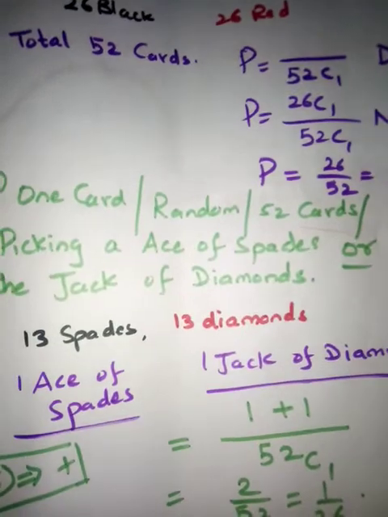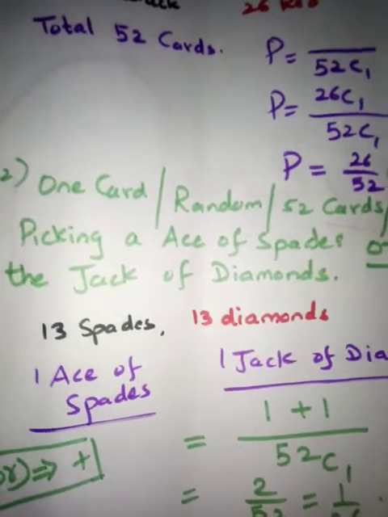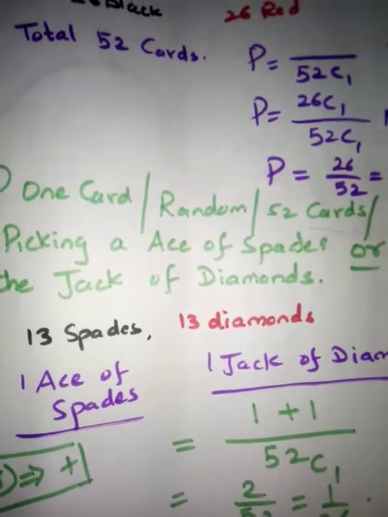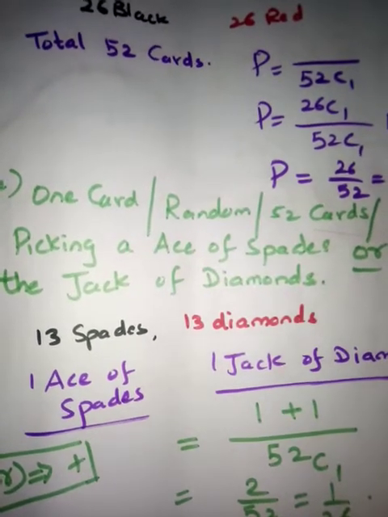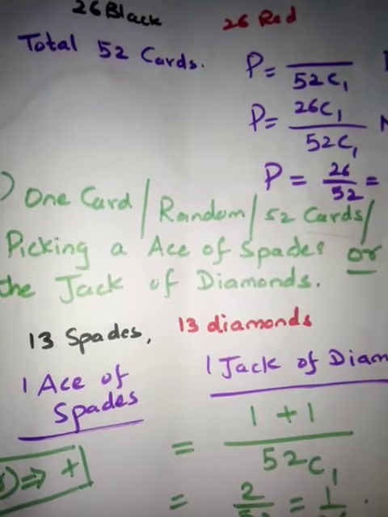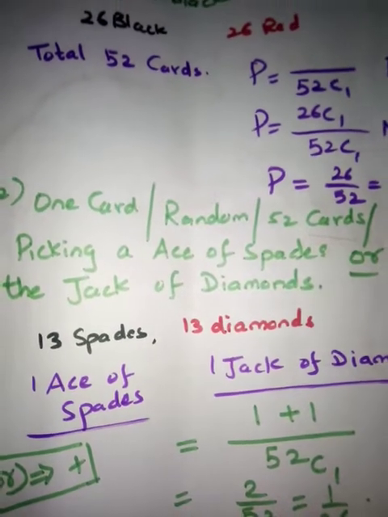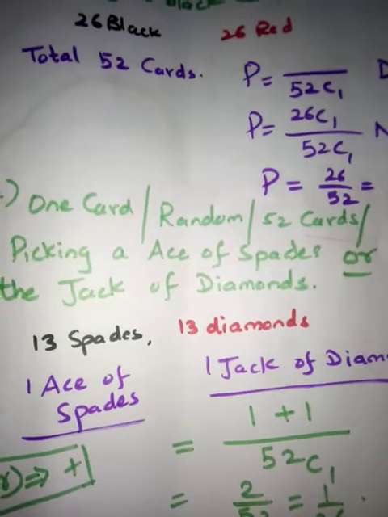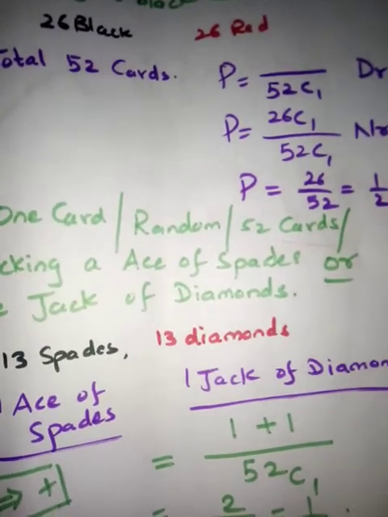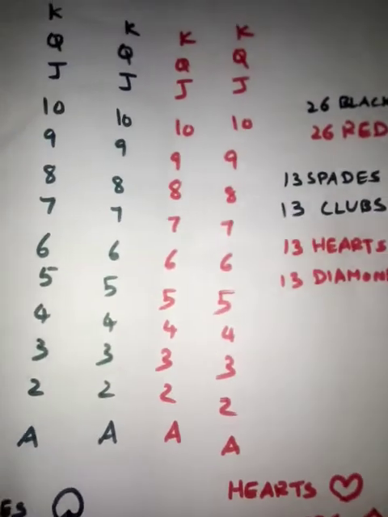One card is drawn at random from 52 cards. What is the probability of picking an ace of spades or the jack of diamonds? So one card is picked up at random from 52 cards. What is the probability of picking an ace of spades or a jack of diamonds? Let us see this again.